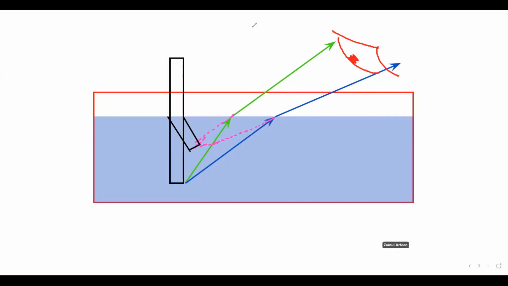In reality it does not bend, but it is just our illusion. Our brain senses that the light is coming straight from the object, so when the brain creates an image, it is virtual.